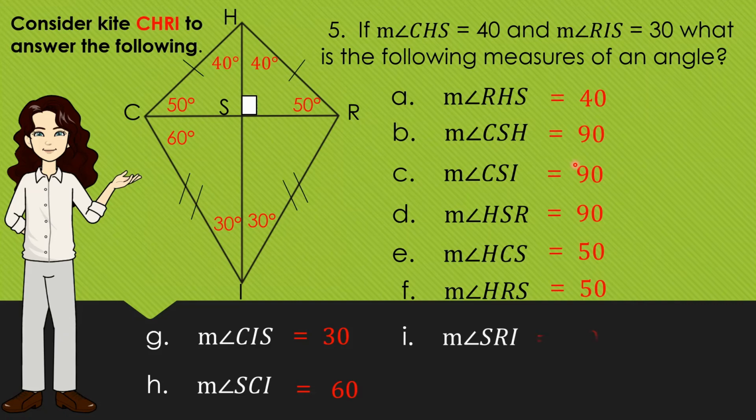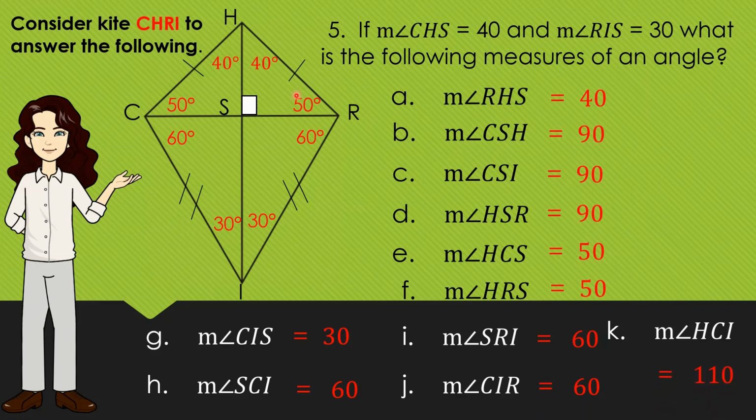How about measure of angle SRI? So it's also 60 degrees because SRI is congruent to SCI. So that is also 60 degrees. And how about the measure of CIR? CIR is we need to combine 30 and 30. So 30 plus 30 is 60. So 60 degrees. How about the measure of angle HCI? So HCI, we need to combine 50 and 60. So 50 plus 60 is 110 degrees.